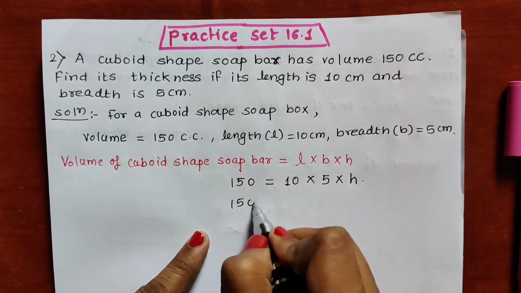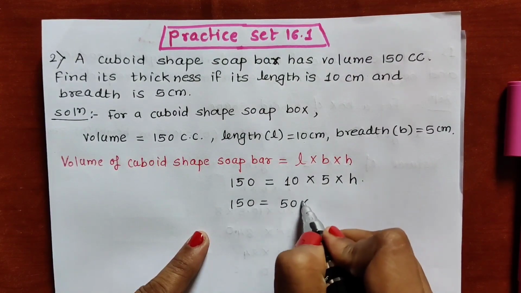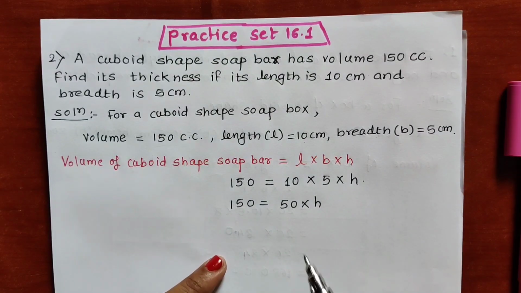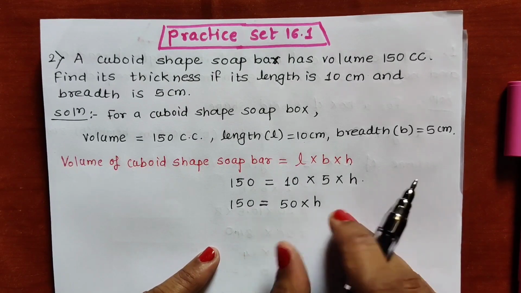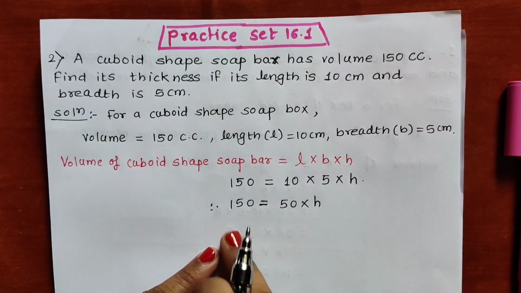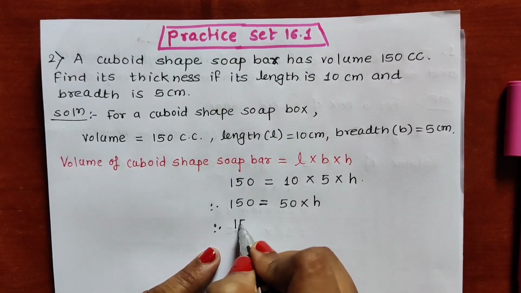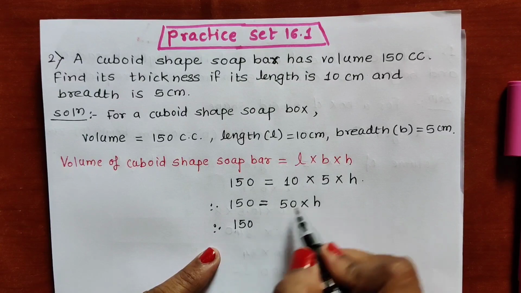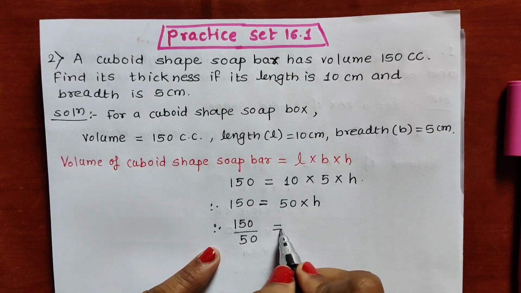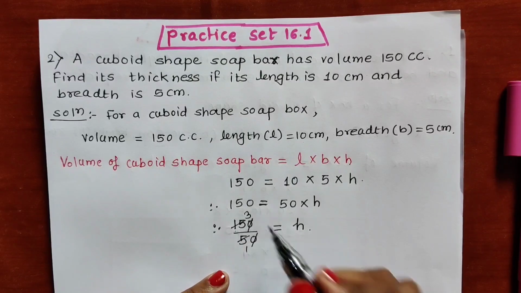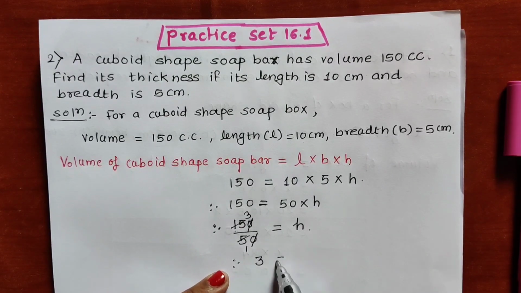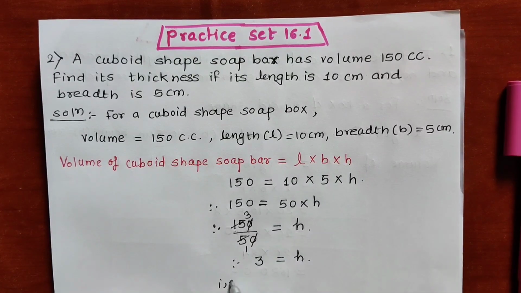Now 150 is equal to 10 5s are 50 multiplied by h. Okay. Now what I will do, I will bring this 50 from right to left. It is multiplied by 50 on right hand side. If I bring it on left hand side, it becomes divide by. 150 as it is, divide by 50, on right hand side only h is remaining. Now we can cancel here, 0 0 cancel first, 5 1s are 5, 5 3s are 15. So 3 upon 1 means 3 is equal to h. That is h is equal to 3 centimeter.